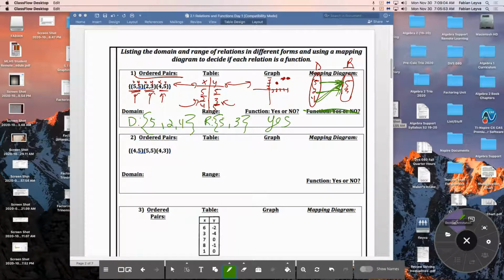So I know it seems like a lot of vocab right now, but the more practice you get, the better you'll get. So let's go with the next one. I'm going to go with a little more speed so that you can see how it's not going to take you too long. So I have a set of ordered pairs here. I have an x and a y, an x and a y. I have 4 and 5, 5 and 5, and 3 and 4.